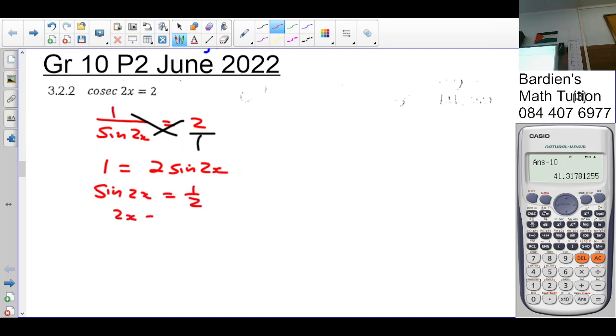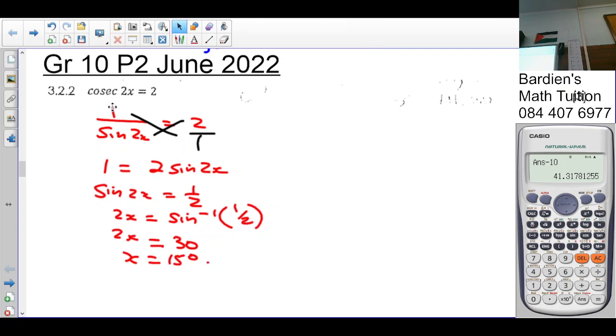Arc sine of half should be 30 degrees. And then I divide by 2, gives you an answer of 15 degrees. Okay? So arc sine or shift sine of half, divided by 2 gives you 15 degrees.